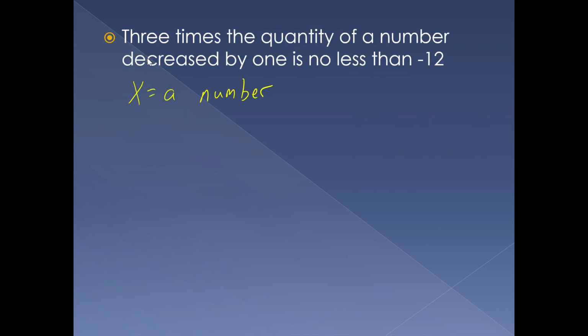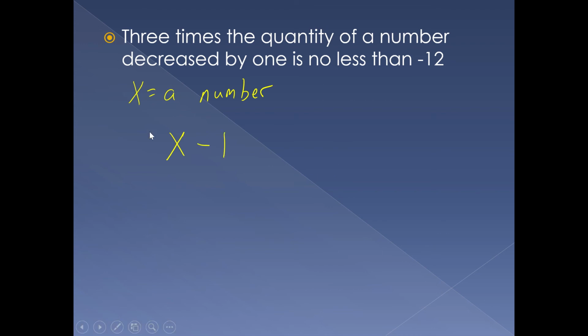All right, so this one's a little tricky. X is still a number. Pause the video if you've not tried this one out, but try it on your own first. 3 times the quantity of a number decreased by 1 is no less than negative 12. So this phrasing here, the quantity of, what that means is that's going to happen first before we multiply by 3. So 3 times comes after the quantity of a number, so a number decreased by 1.